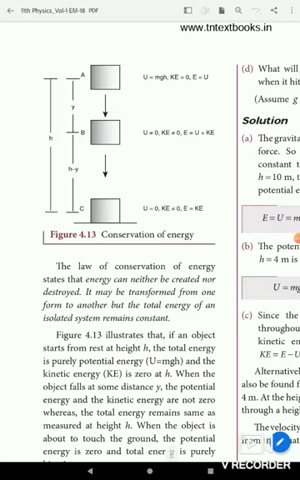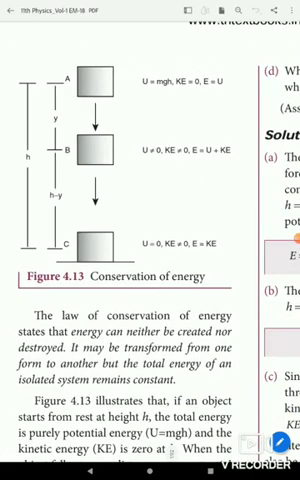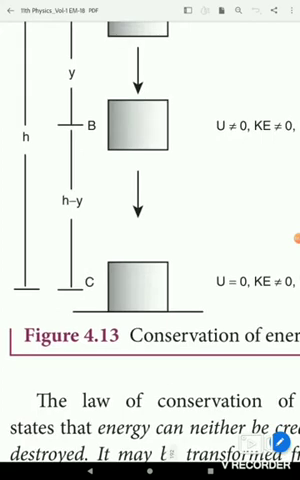So the object is at a height h at a point A. Then U equal to mgh, so kinetic energy becomes 0. E equal to U: the total energy becomes potential energy. And when the object reaches the point B, U is not equal to 0 and kinetic energy is not equal to 0. So the total energy is equal to the sum of the potential energy and kinetic energy, at height h minus y. Okay, it decreases.